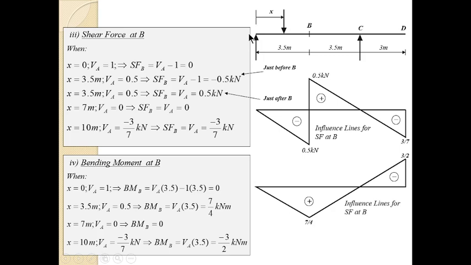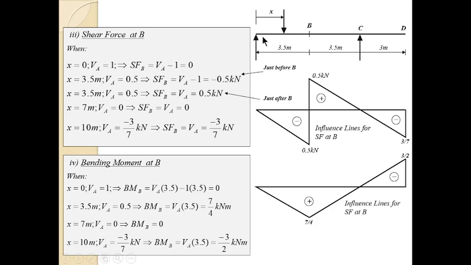In that case, the left of B will have two forces, the support reaction VA and the 1 kilonewton force. So when x equals 3.5 and VA is 0.5, the shear force will now be VA, which is going upward, minus the 1 kilonewton load, which is coming downward. And we know VA is 0.5, so 0.5 minus 1 will be minus 0.5 kilonewton. And so we do the same when the force has just passed B. The implication is that when the force has just passed B, it is no longer in the left of B.